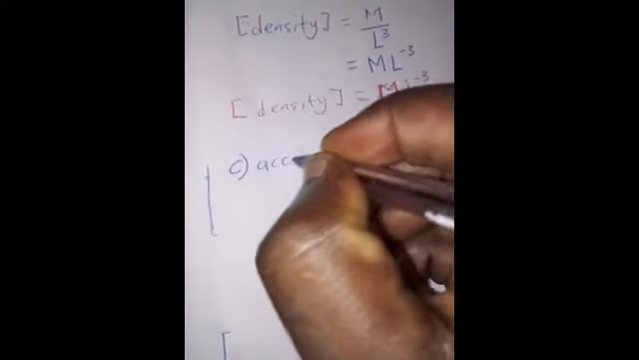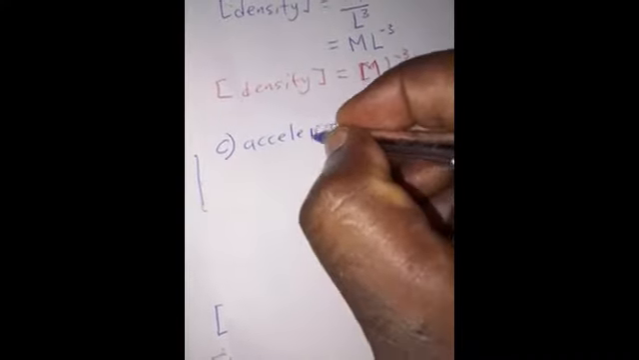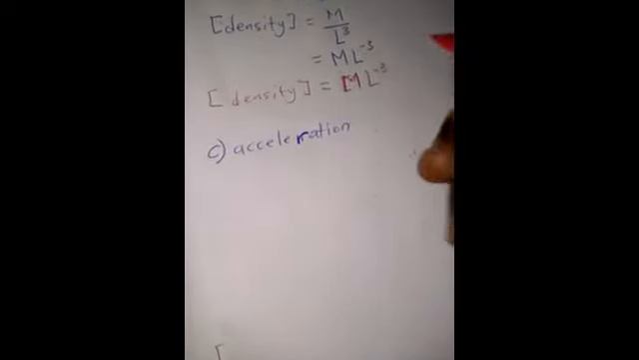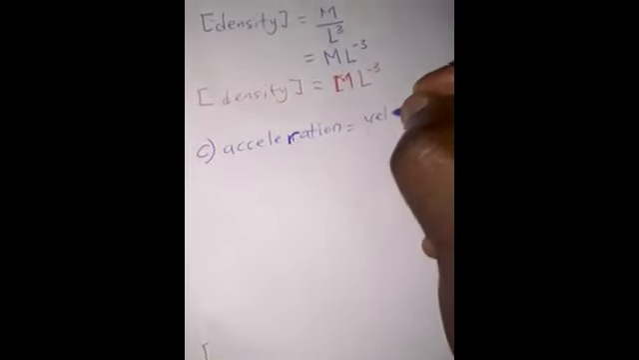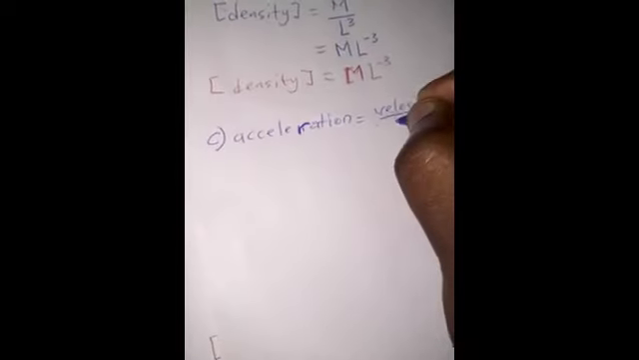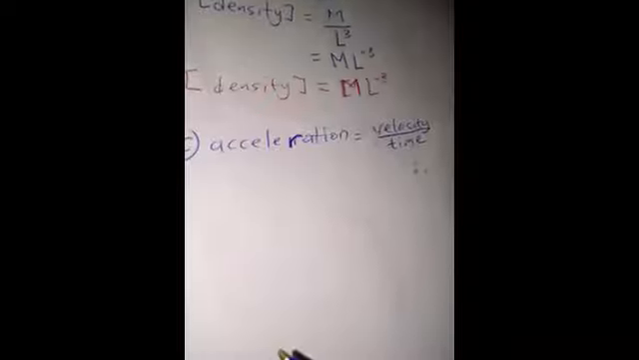The next is acceleration. Oh, sorry, I'm making a lot of mistakes for my simple component. Okay, so acceleration is just velocity over time. Now, here we don't know the dimension of velocity, so let's find the dimension of velocity first before we can use it to find the dimension of acceleration.